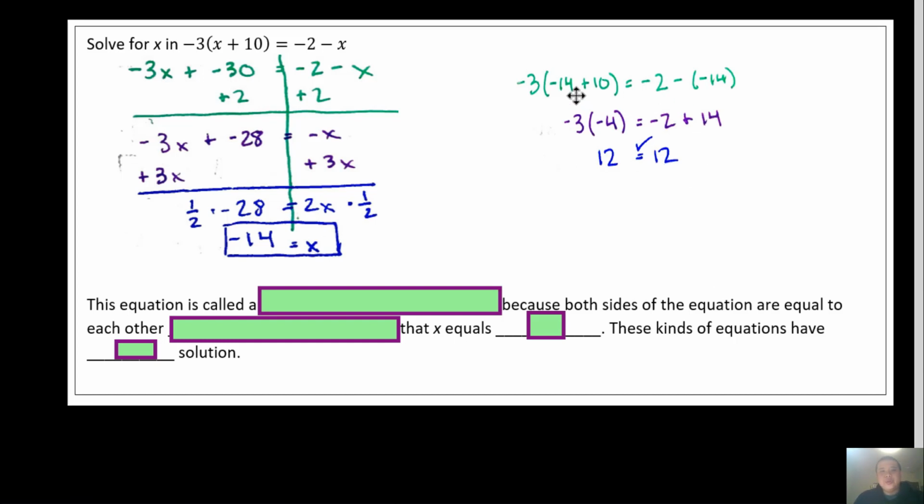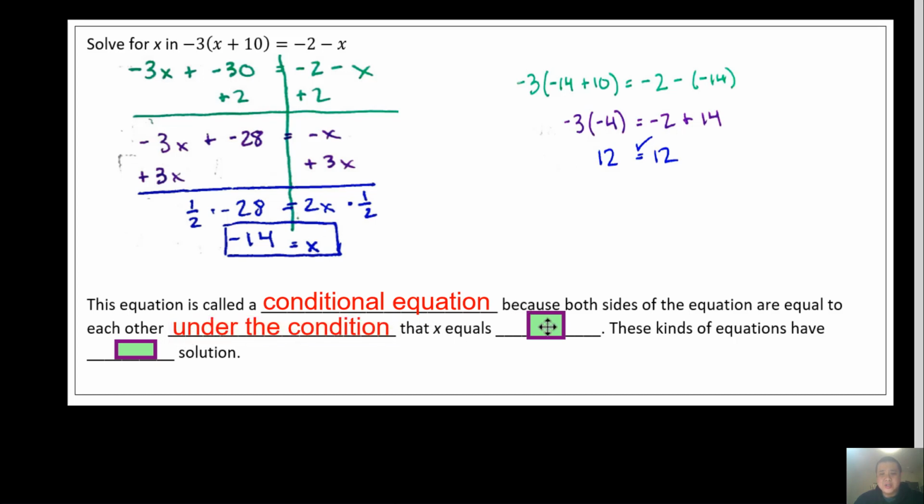Okay. So these are the equations that we've been doing so far, where we simplify one or both sides, then start moving the constants onto one side, and then getting the terms with x onto the other side, multiplying by the reciprocal to get x equals some number. This type of equation is called a conditional equation. That's because both sides of the equation are equal to each other under the condition that x equals negative 14 in this case. These kind of equations have one solution. Only when x is negative 14 are both sides of the equation going to be equal to each other.